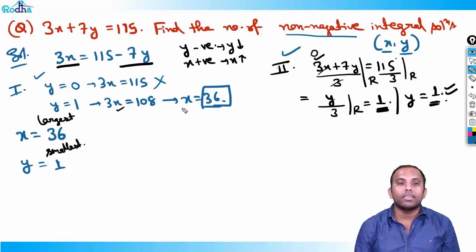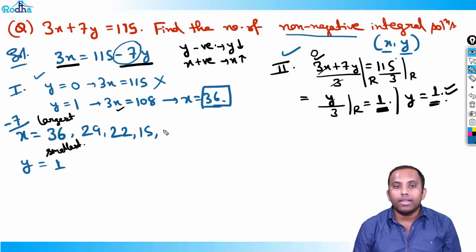Now we can directly write this series. At x equal to 36, what is the next value of x? x will change with the coefficient of y, but the coefficient of y here is minus 7, not 7. So x will increase with minus 7, that means decrease by 7. So 36, 29, 22, 15, 8 and 1, right? We'll stop at 1 because we want non-negative integral solutions. So only 5 values of x are satisfying, so I can directly write 5 solutions.